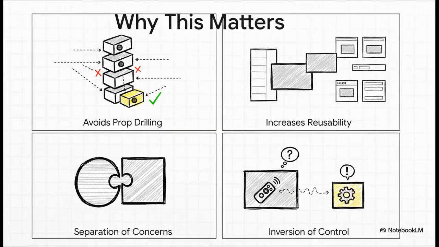So why does this matter so much? Because when you master this, you start writing seriously professional code. You'll totally avoid prop drilling, which is that nightmare of passing props down through components that don't even need them. Your components suddenly become these massively reusable containers. And you get this beautiful separation of concerns in what's called inversion of control, where parent components get to decide the what and the children just handle the how.